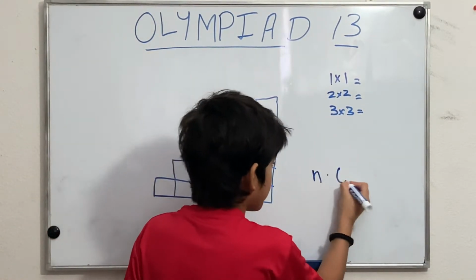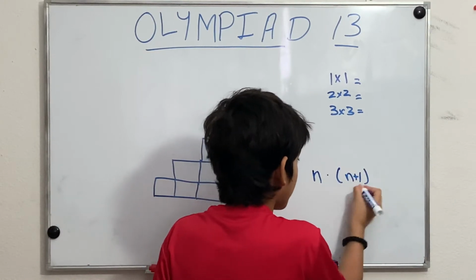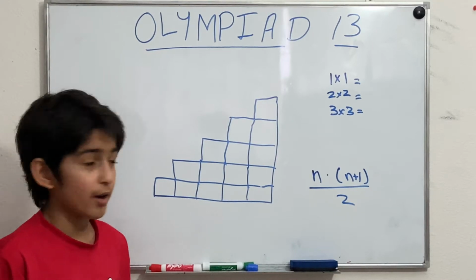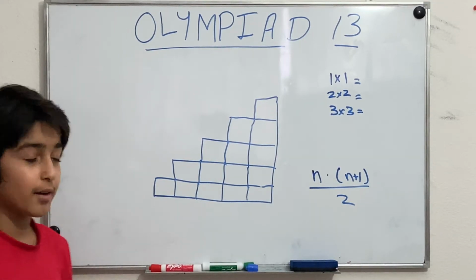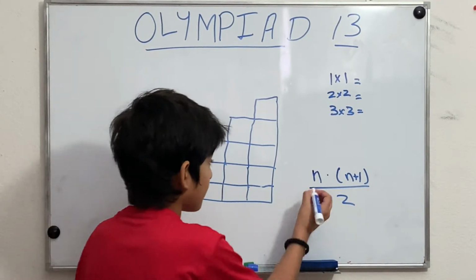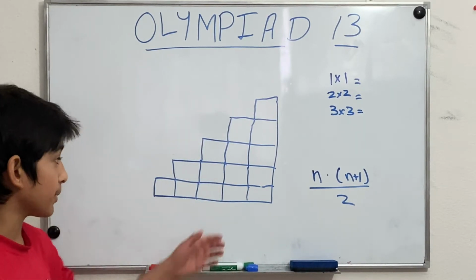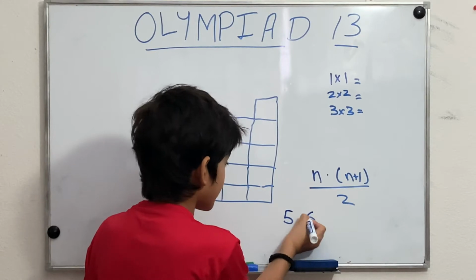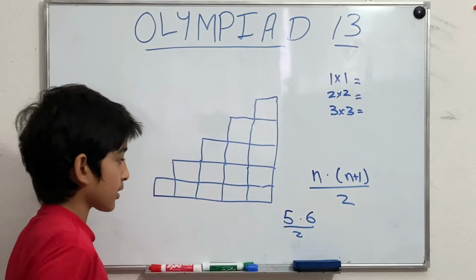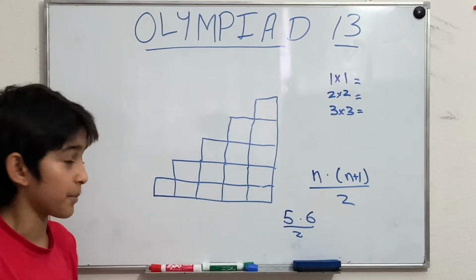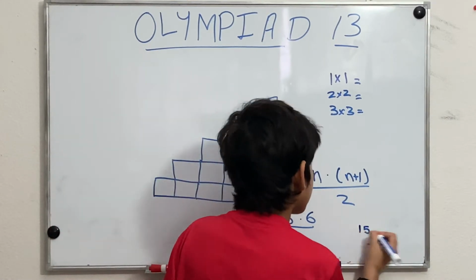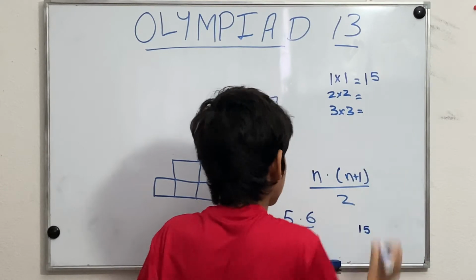N multiplied by n plus 1, over 2, which I explained more deeply in the first Olympiad, so make sure to check that video out if you don't get this correlation. But for right now, let's solve this, where n is the biggest number. So biggest number 1, 2, 3, 4, 5, which means 5 multiplied by 6 over 2. So 6 divided by 2 is 3. So 5 multiplied by 3 is equal to 15. So that is how many 1 by 1 squares.